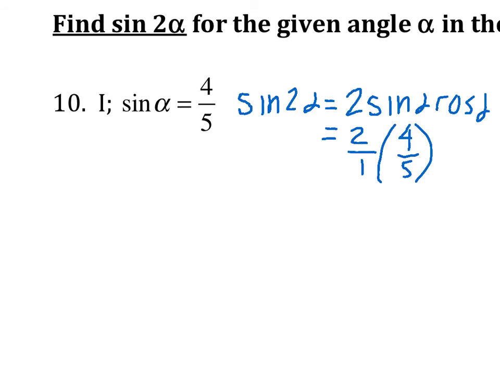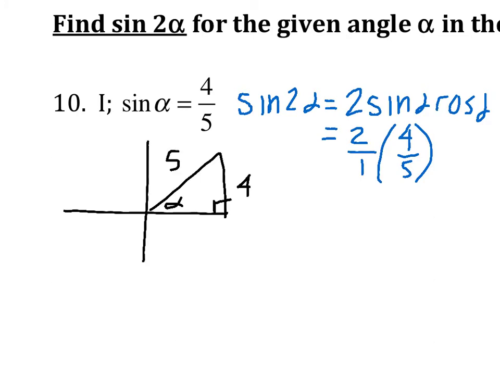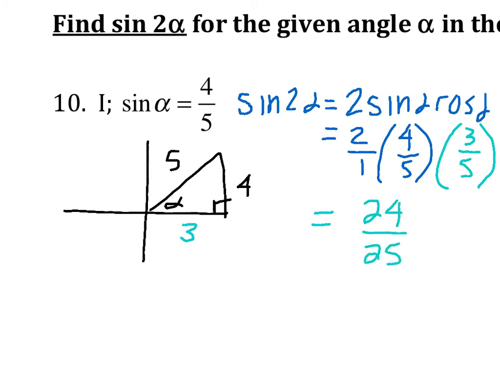So I already know, obviously, the 2, and I also know the sine value, but I don't know what cosine is. So in order to find cosine, I am going to have to draw out a triangle. Sine gives us the opposite value and the hypotenuse, so I can use that to find that the adjacent side is 3 by doing Pythagorean theorem. So now I know that the cosine value is 3/5. At this point, I can just multiply straight across, and I end up getting 24/25 as our answer.